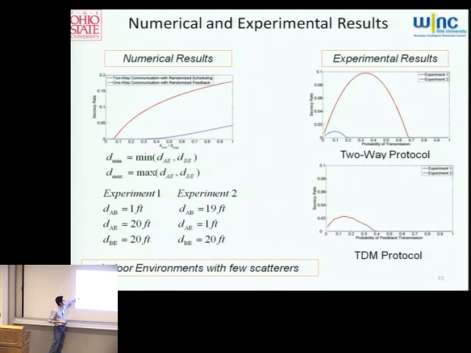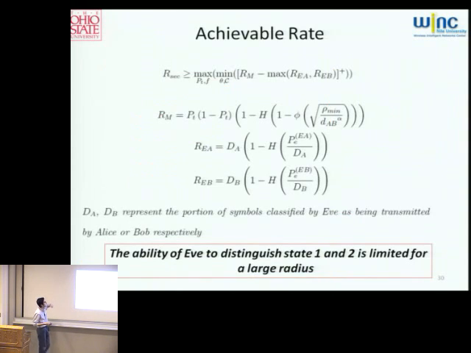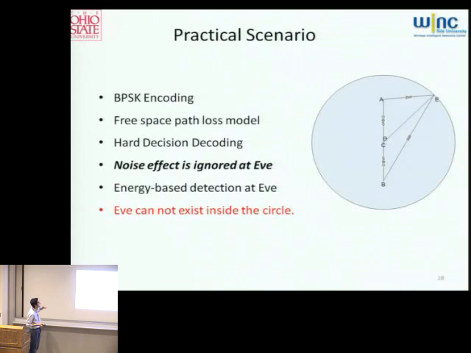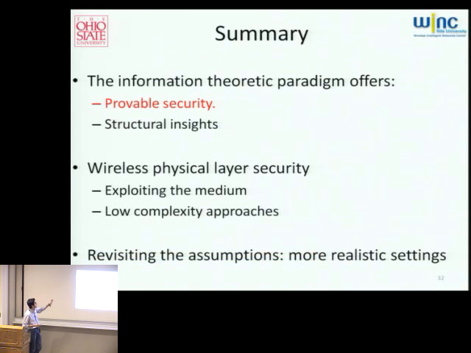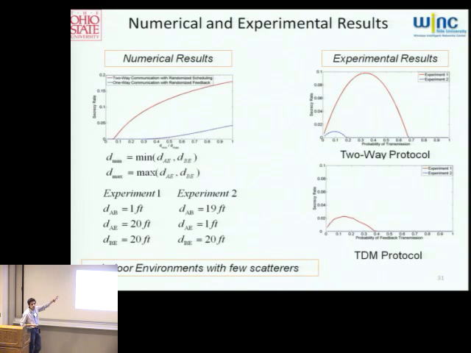Here, Dmin over Dmax shows the ratio between the distance from Alice to Eve and from Bob to Eve. As this ratio goes to 1, it means that Eve is at equal distance to both Alice and Bob, and that will give us the maximum secrecy rate we can get. On the other hand, as this ratio goes to 0, it means that the eavesdropper is much closer to one transmitter than the other, which gives a 0 secrecy rate.